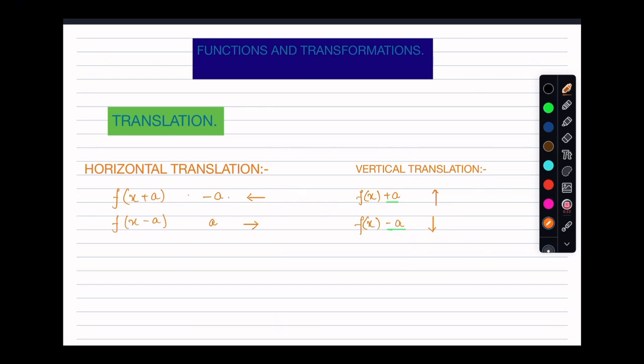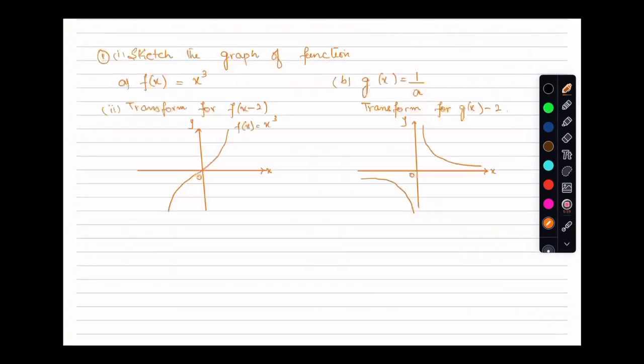Let's start working on some examples to get the concept more clear. Question 1 says sketch the graph of the function f of x equals x cube. f of x equals x cube is going to be the graph which is the curve passing through the origin, having the inflection point at the origin here.